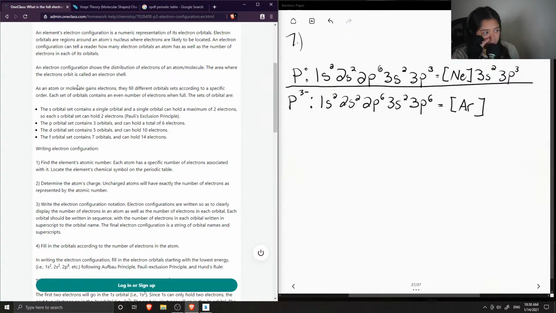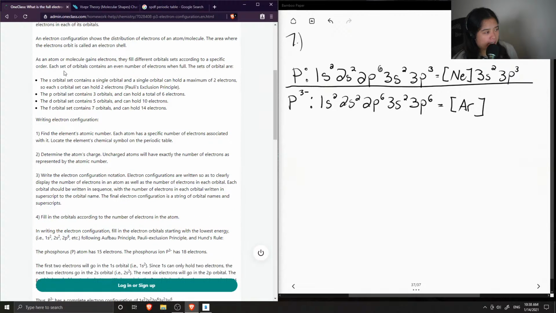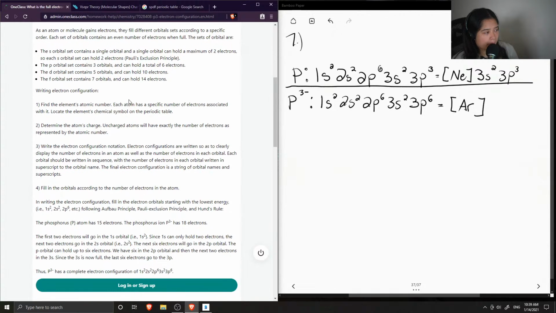As an atom or molecule gains electrons, they fill different orbital sets according to a specific order. Each set of orbitals contains an even number of electrons when full, and the sets of orbitals are the s, which contains a single orbital, which can hold a max of 2 electrons. The p orbital contains 3 and can hold a total of 6. The d orbital contains 5 and can hold 10 electrons. And the f orbital contains 7 and can hold 14 electrons.